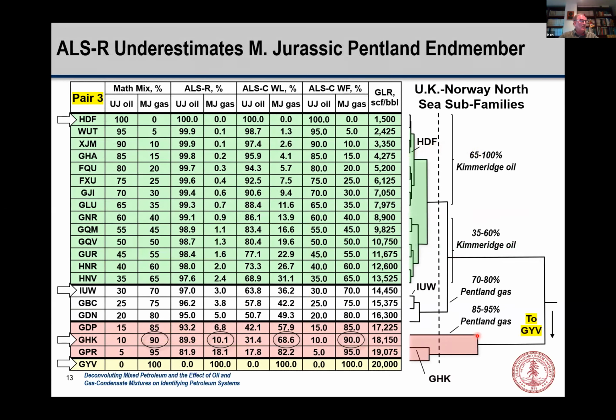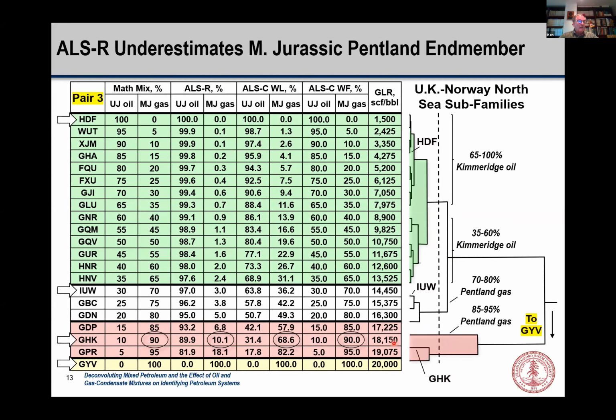And you see the same sort of situation. Here is a fairly tight group where we've got 65 to 100% Kimmeridge oil. But down here, we have 85 to 95% of Pentland gas. So our family GHK, our sample GHK here is a 10 to 90 mix. If we do alternate least squares of the ratio, we only get 10%. We're predicting an allocation of 10% from the Middle Jurassic Pentland.